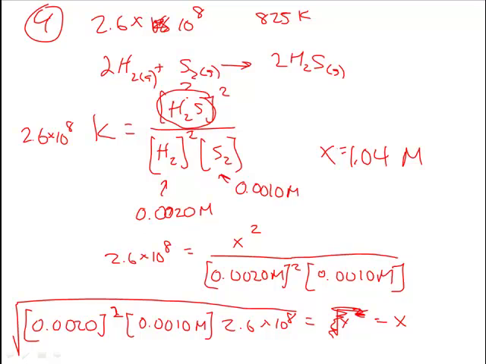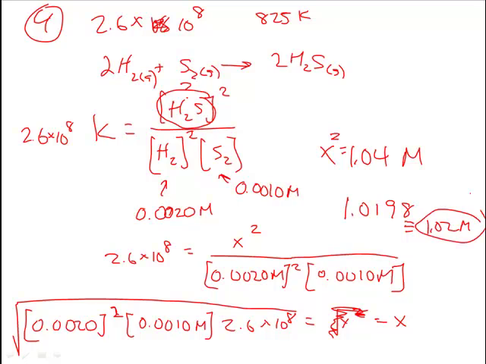So 1.04 is not one of the options, but 1.02 looks like it's the closest. What did we miss? Oh, the square root, yes, of course. There you go. So x squared, you square root it and it equals 1.0198, which is equal to 1.02. So that is how to do that.